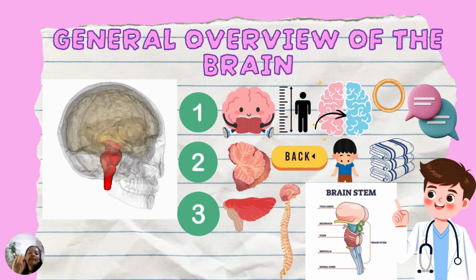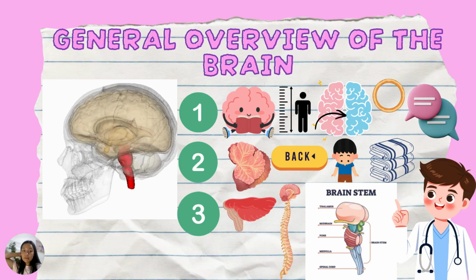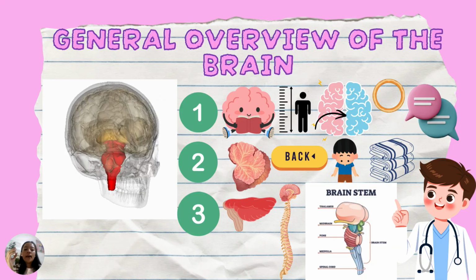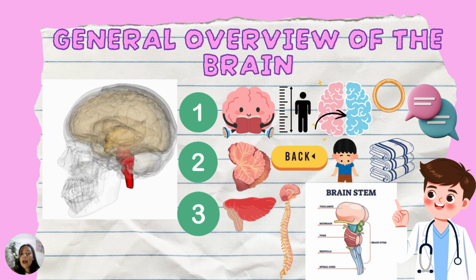And the third one is the brain stem, which connects the brain with the spinal cord, and is also composed of the midbrain, the pons, and also the medulla oblongata.